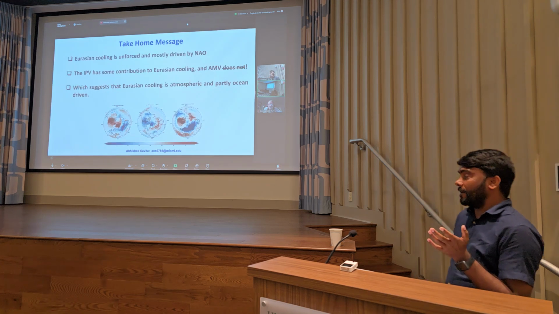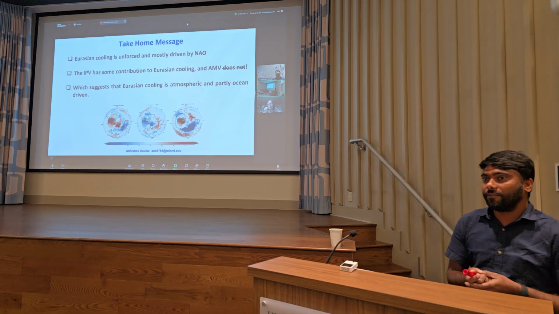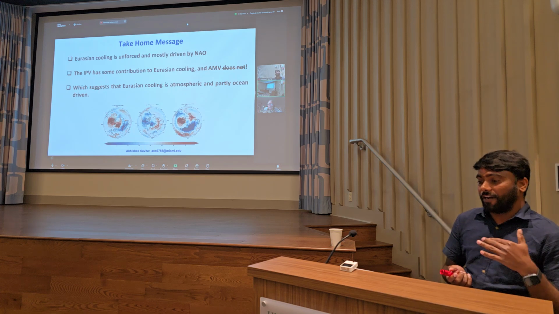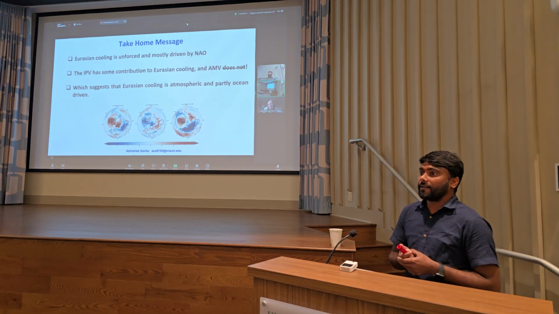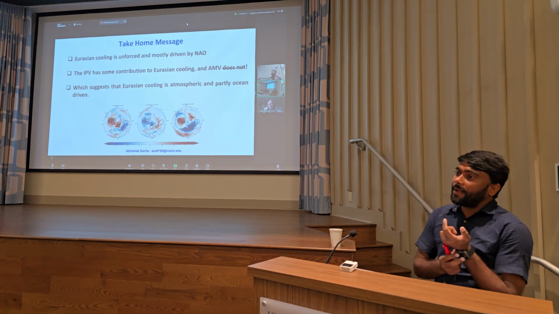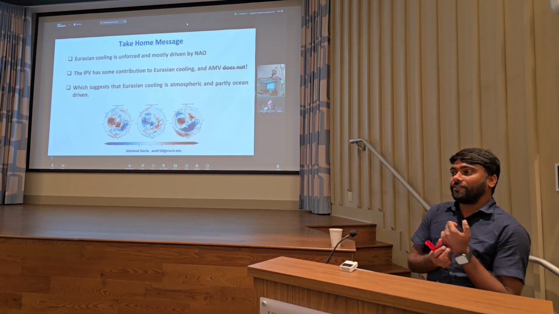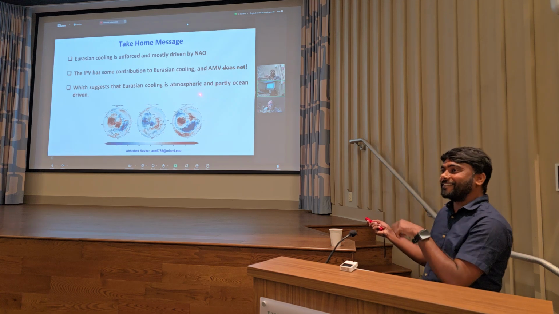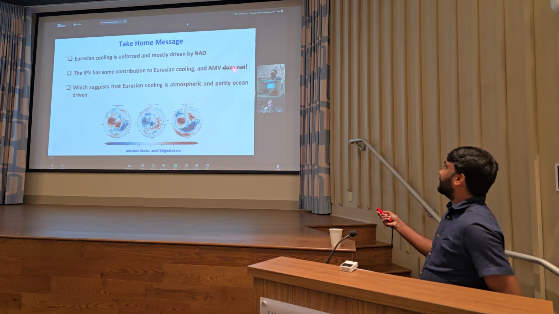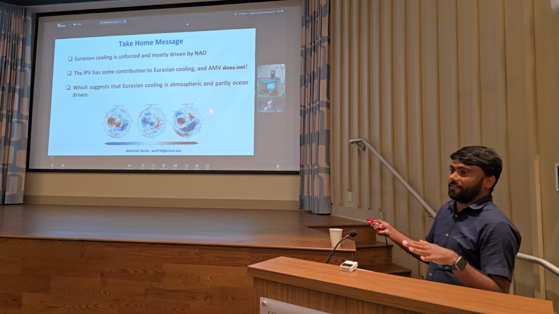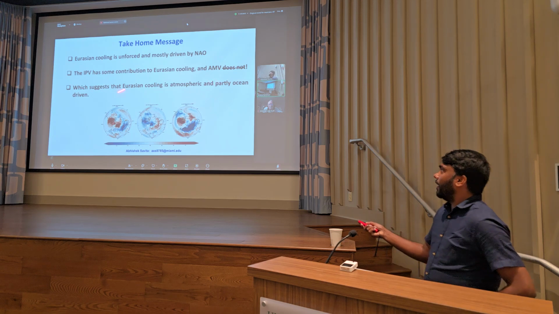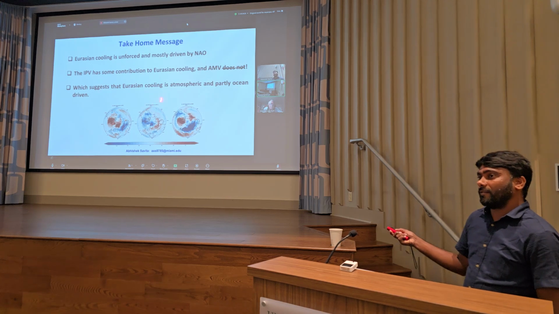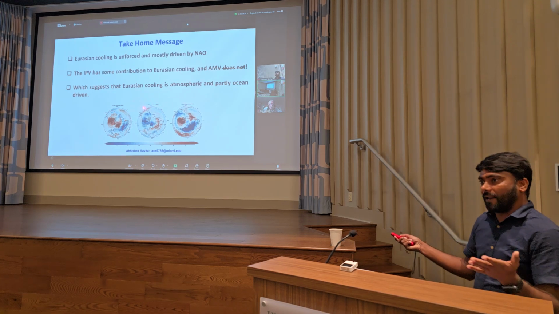In conclusion, the take-home message from this work is that the Eurasian cooling is mostly unforced and driven by the NAO. There is some impact from the IPV, but not much from the AMB. Before I wrote that it has no impact at all, but by seeing the regional map there is something, so we can't say 100% there is no impact. There is something, but very little. That suggests it is mostly driven by atmospheric variability as well as partly by ocean variability.